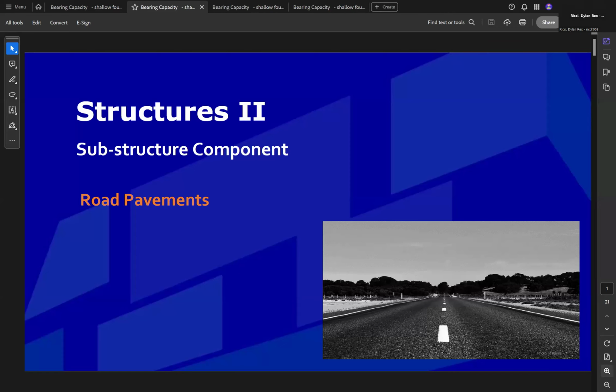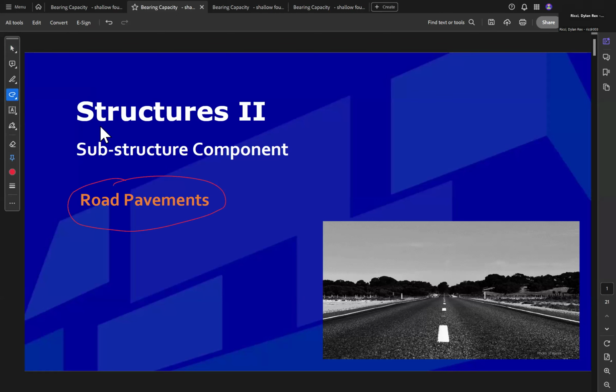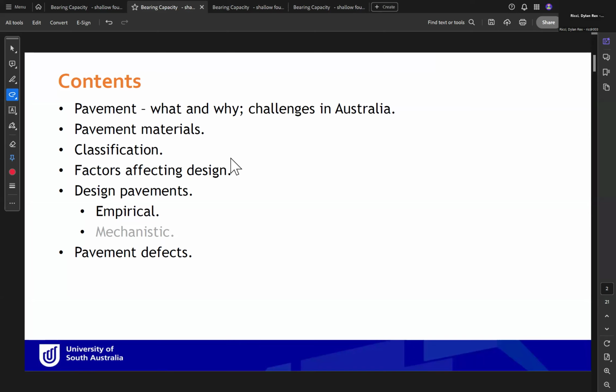Okay, so today we will be looking at the road pavement, which is an important topic in our course. The content of this lecture will be: why and what is the pavement, why we are using the pavement, what are the pavement materials, what is the classification of pavement, what are the factors that affect the pavement design, and what are the methods of design of pavement, empirical method and mechanistic method, and pavement defects.